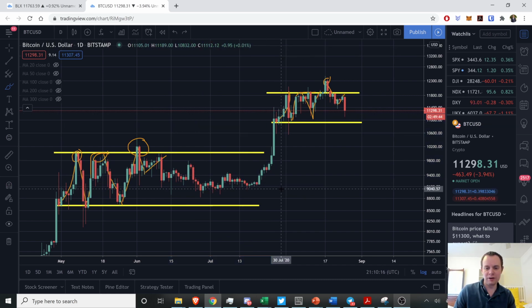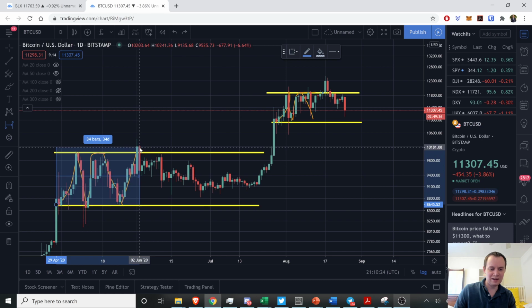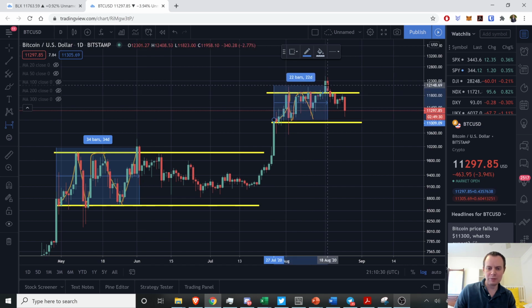One of the things you should look at, though, right, is this, again, is compressed. So if you take a measured move, let's take it from, say, the beginning to the second candle over here. In this first one, it was 34 days. In the second one, it was only 22 days. So it's somewhat compressed, right? This one is about 2/3 of this one.